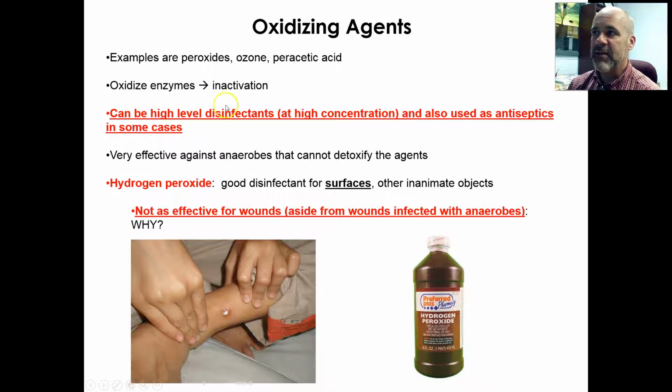All right, so in some cases, some of these can be high level, so they can achieve sterility with high concentrations, long exposure times.